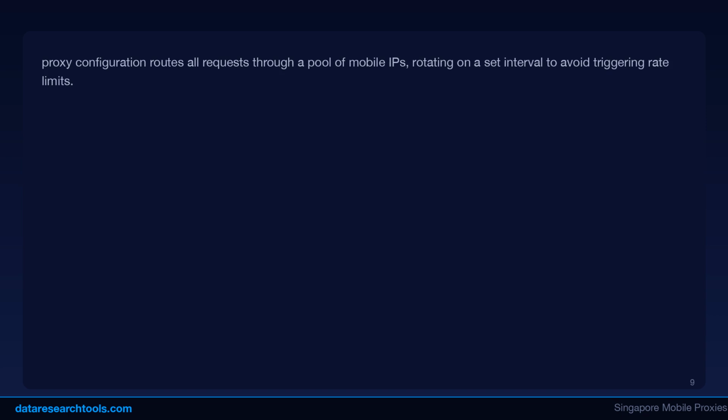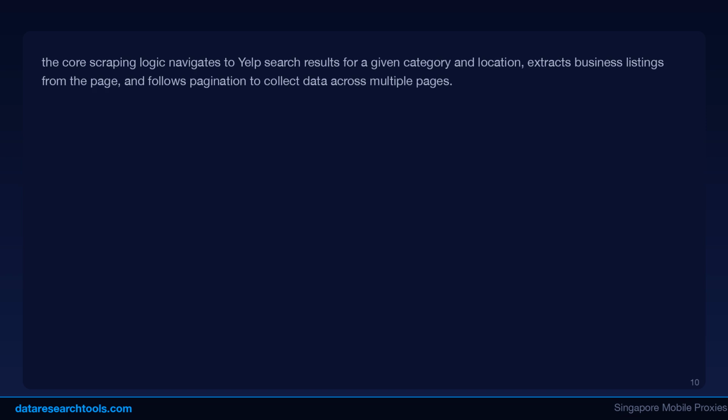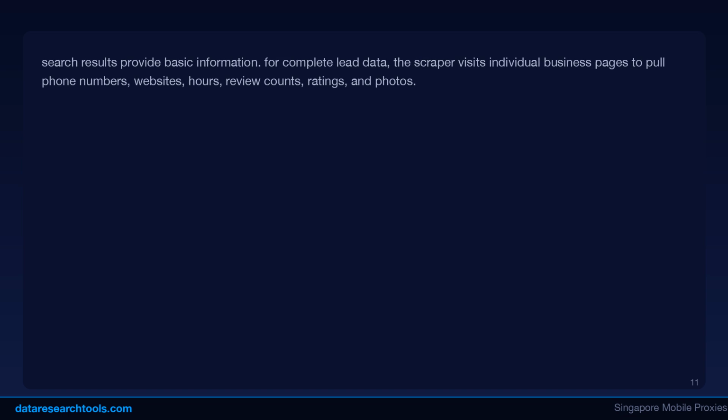Setting up the scraper requires a few core dependencies: a headless browser library, a proxy rotation handler, and a data export module. Proxy configuration routes all requests through a pool of mobile IPs, rotating on a set interval to avoid triggering rate limits. The core scraping logic navigates to Yelp search results for a given category and location, extracts business listings from the page, and follows pagination to collect data across multiple pages.